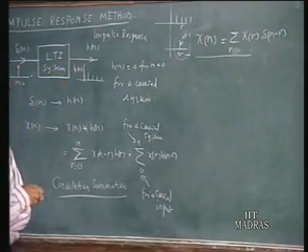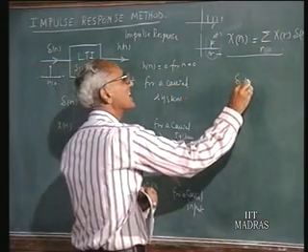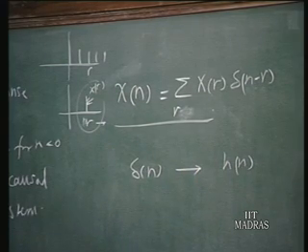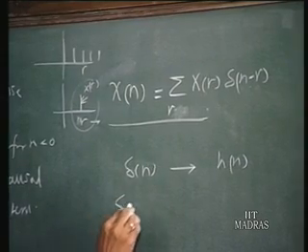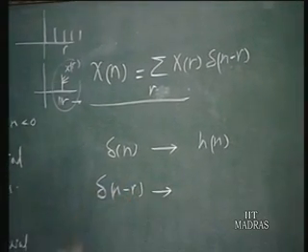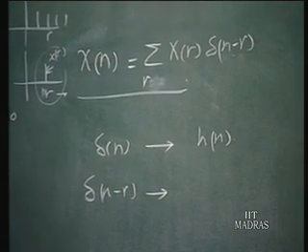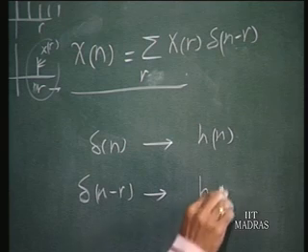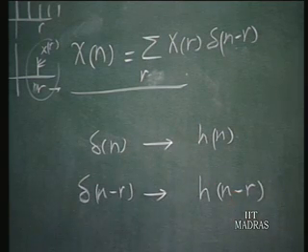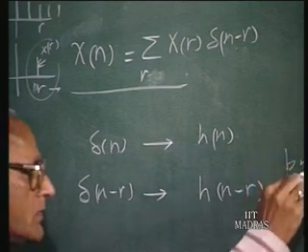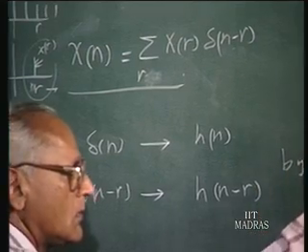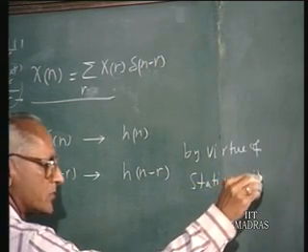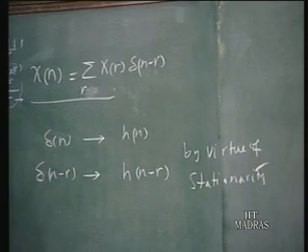Now after having said that, we can say that delta n gives rise to an output hn, that is the impulse response. But if you shift the delta by r sampling instances, instead of the impulse standing at n equals 0, suppose it is delayed by r sampling instances, the corresponding output will also be delayed by the same number of sampling instances. This is true by virtue of stationarity, by virtue of the fact that our system is time invariant or having constant parameters.